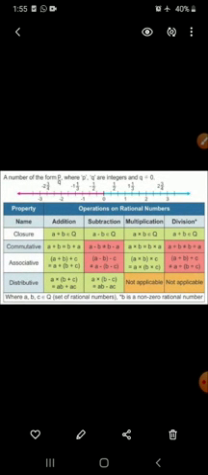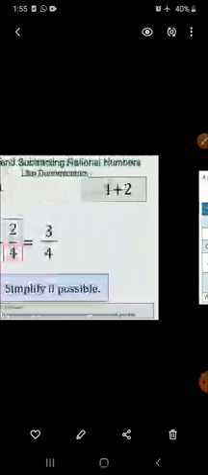Properties of rational numbers. We have 4 properties of rational numbers: closure, commutative, associative and distributive. We are going to perform a few operations like addition, subtraction, multiplication and division on this set of properties, and we are going to find out which property is satisfying which operation. Okay. First one is the closure property.